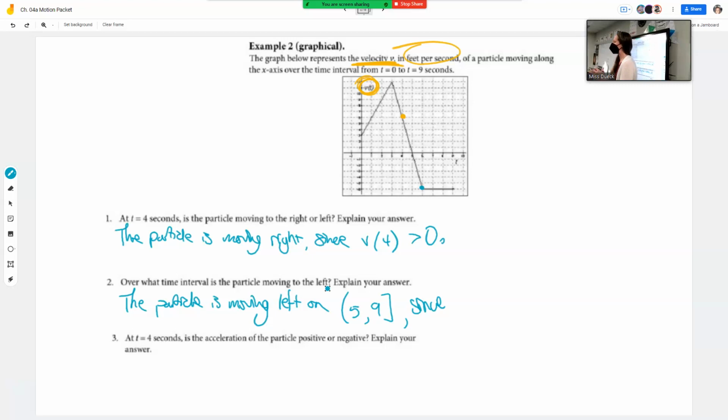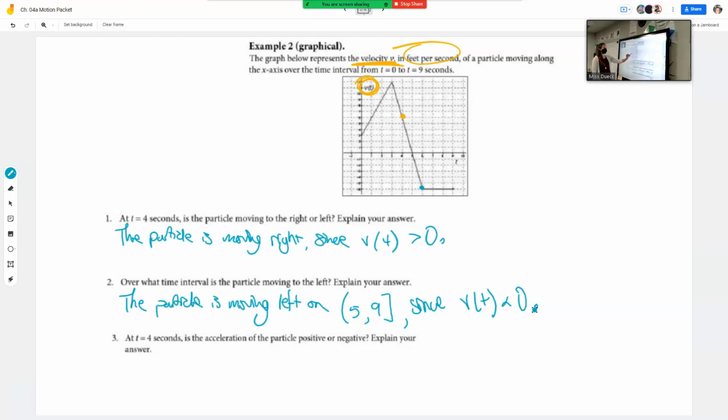Moving left always happens when velocity is what? Negative. So even if you don't totally know, which hopefully you will know, I can still give the right explanation and give the wrong answer. I won't get all the points, but maybe I get some. But moving left, that should attach to a negative velocity.